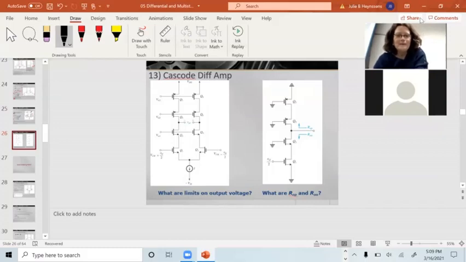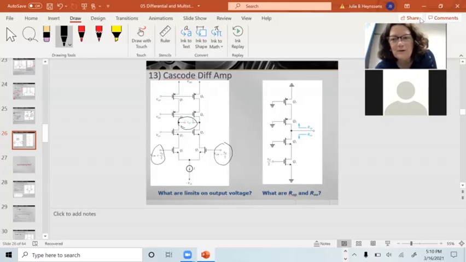How can I make this better? I could cascode the diff amp. Okay, what have I done here? What horrible thing have I done here? My output is right there. It's labeled V out differential. My input is right here.